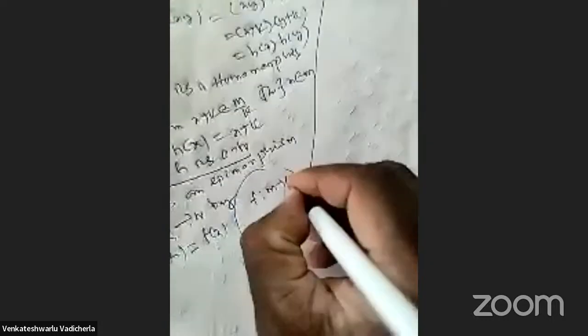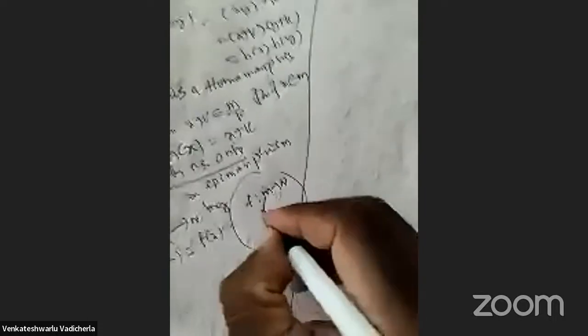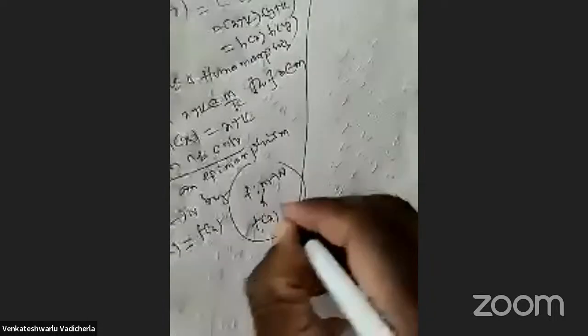So f of x, what does f of x mean? f is a mapping from M to N, an R-homomorphism. x belongs to M, and f of x belongs to N, which is the codomain.